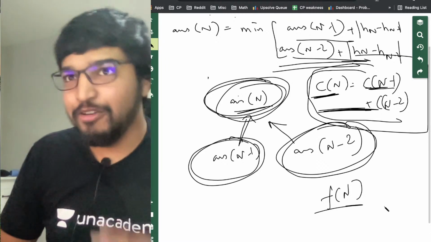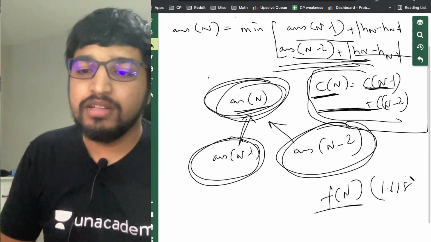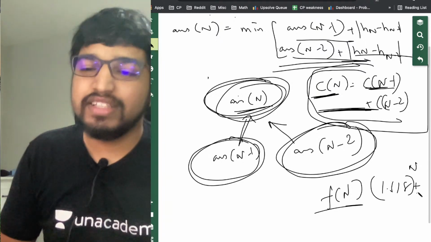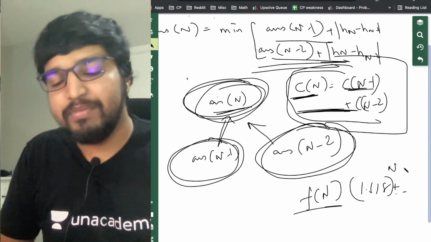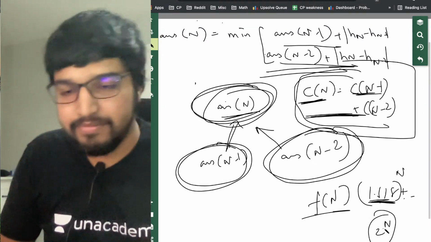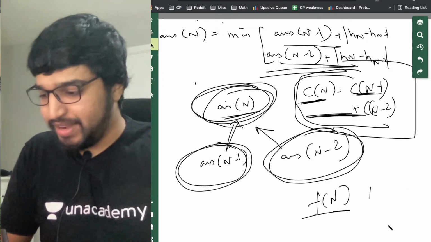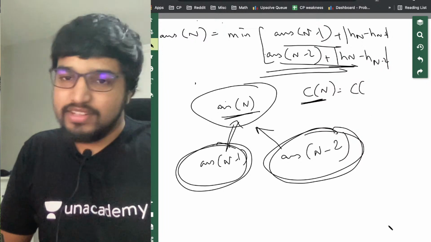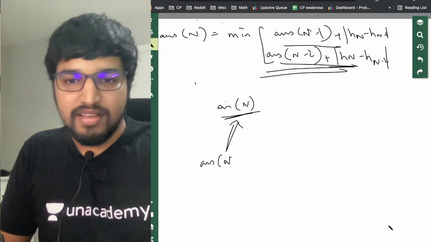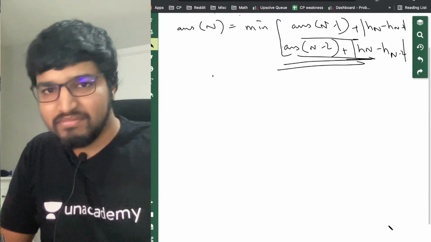If you want the rough growth, it's about 1.618 per n plus something, 1 by 1.618 per n, but that's not required. This is the ratio it grows with. Some of you said it's 2 per n, close enough. It's okay. But it's still exponential and it's not feasible as we saw, right? So how do we do this quickly?